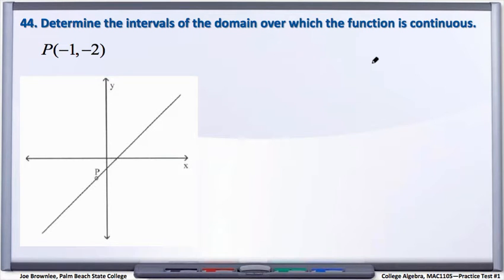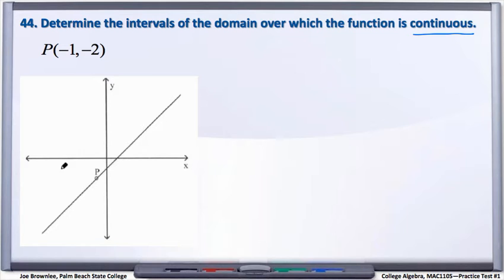All right, determine the intervals of the domain over which the function is continuous. And here we are at number 44. And all it means for a function to be continuous, without getting too complicated, is this. Are you able to graph the function without having to lift up your pencil when graphing?